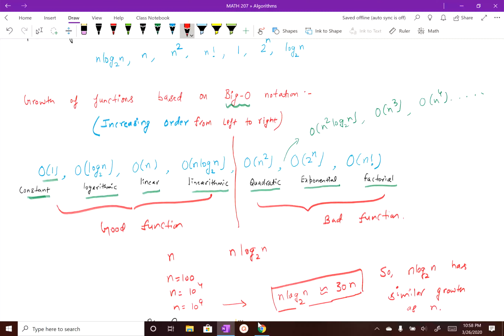Okay, you can try this experiment. You can try to plot these two functions just by taking some really large value of n and see the behavior of these two functions. You will see that for a really large value of n, n log base 2 of n is going to be approximately 30 of n.